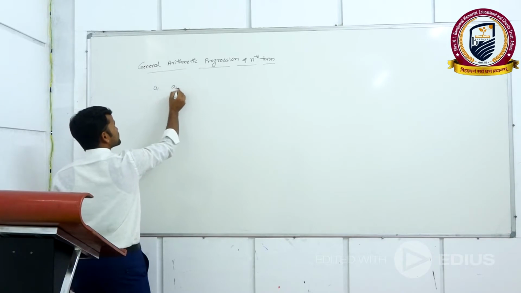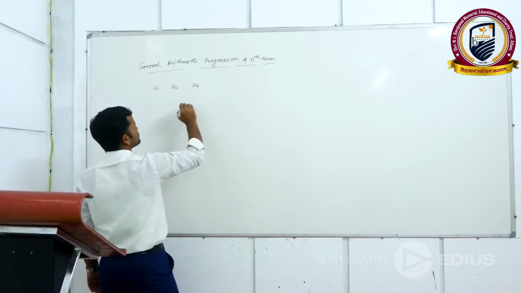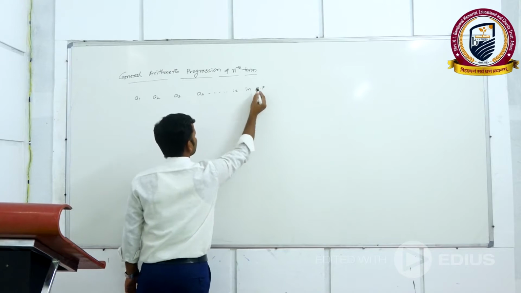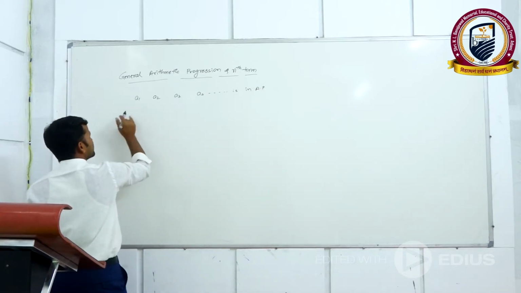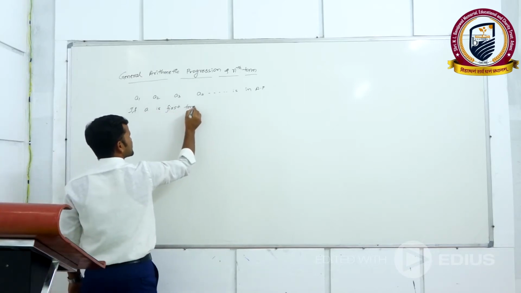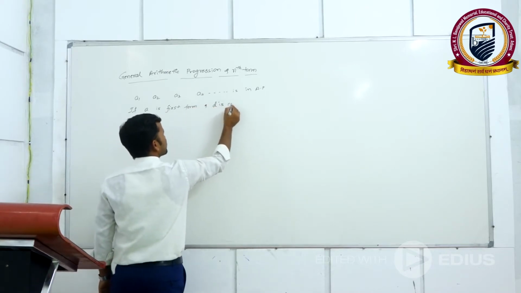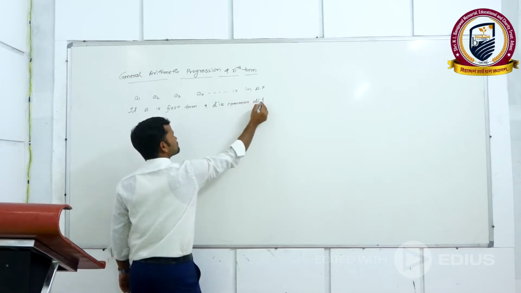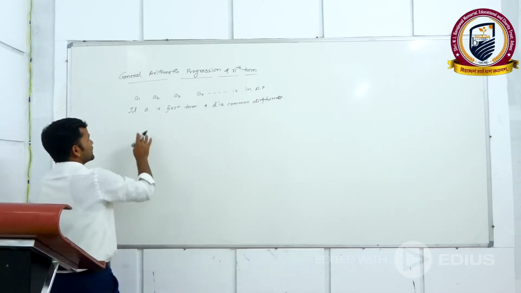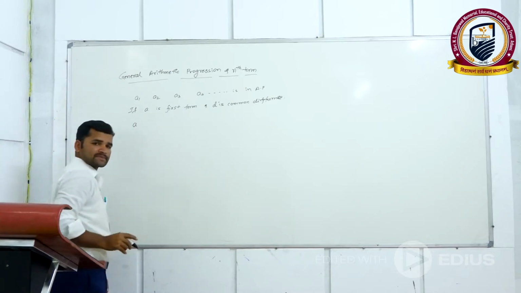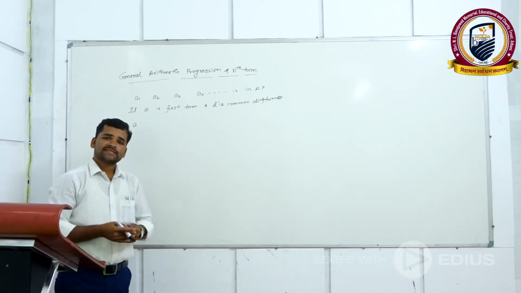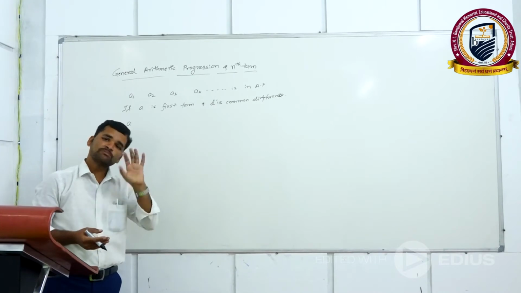You see, arithmetic progression in the sense, we write a1, a2, a3, a4 and so on in AP. That is the first term. If a is the first term and d is the common difference of the arithmetic progression, then what can you write? In general, a is the first term. a1 is nothing but a. And next, how will you get the second term? Second term we will get by adding the common difference to the first term.